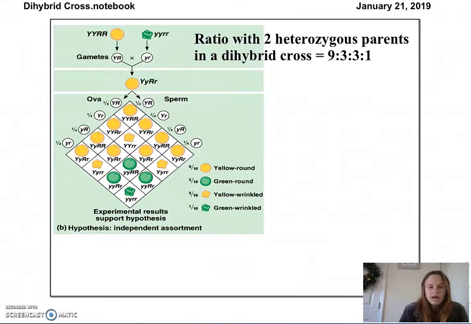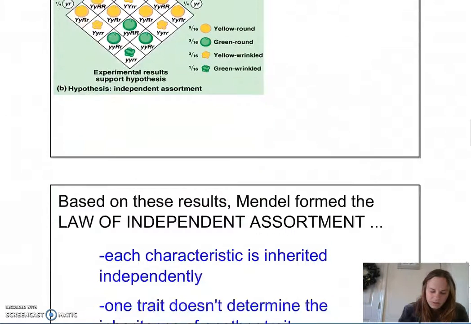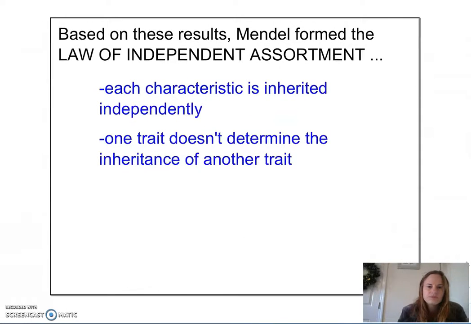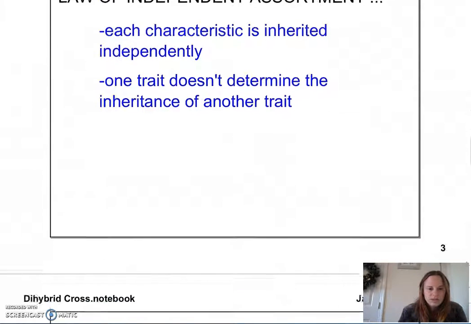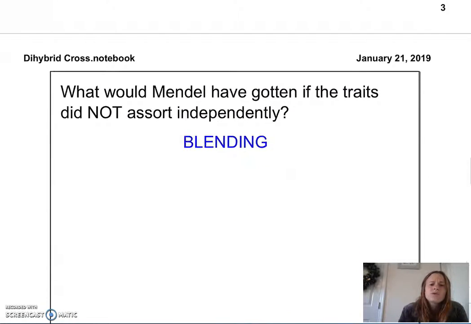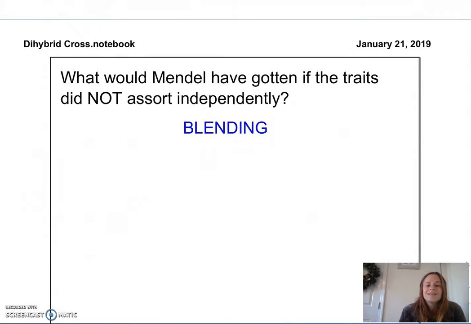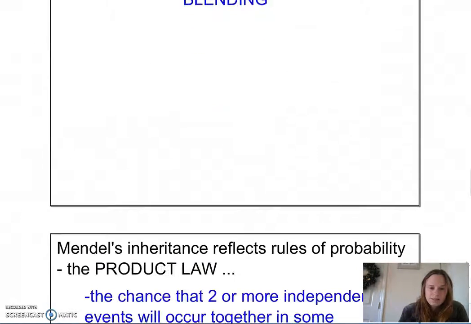So here's the picture form of what we just did, where you have a 9:3:3:1 ratio. Based on these results, Mendel formed two laws. The first is the law of independent assortment, where each characteristic is inherited independently, meaning that one trait does not determine the inheritance of another. So what would Mendel have gotten if the traits did not assort independently? He would have gotten that blending of traits. Therefore, this is further evidence that the blending hypothesis is not supported.